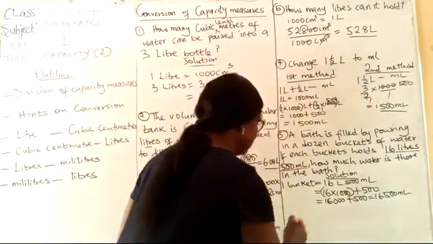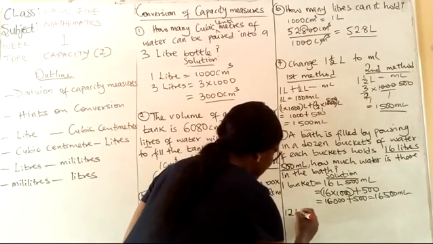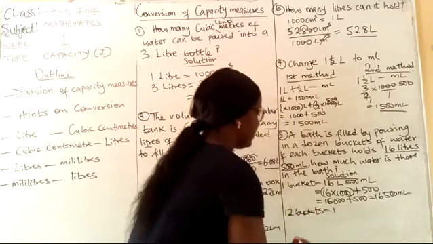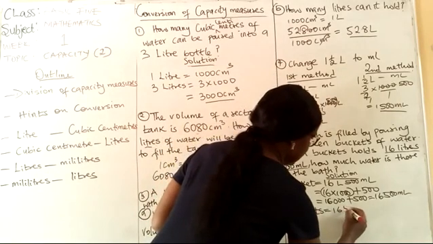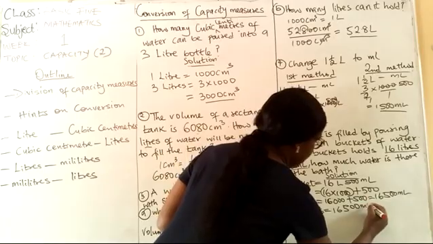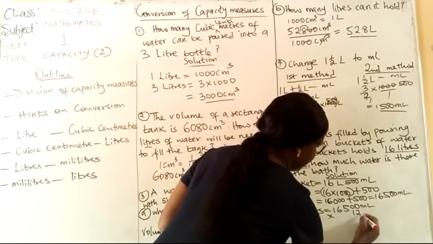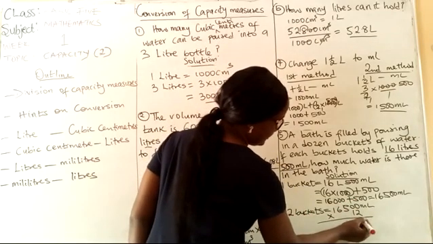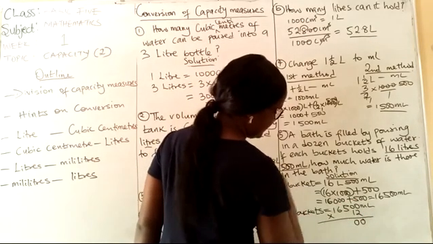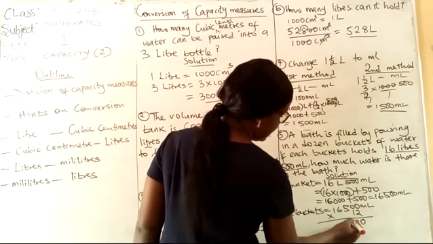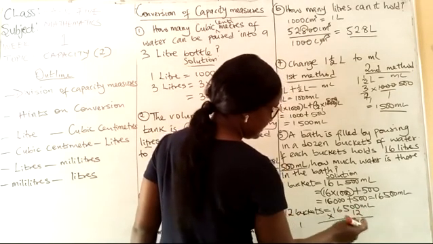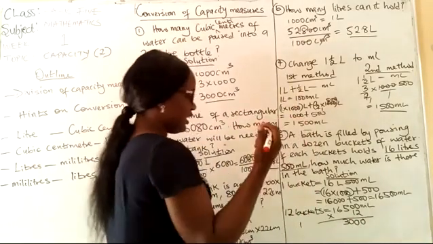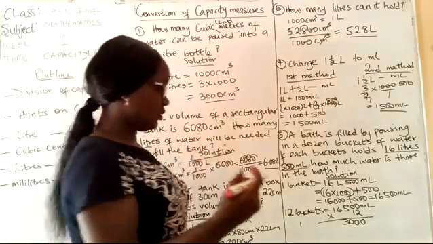So for 12 buckets, we have 16,500 ml times 12. Okay, so 2 times 0 will give you 0. 2 times 0 will give you 0. 2 times 5 will give us 10, 0 carry 1. 2 times 6 is 12 plus 1, 13. There's 3 carrying 1. Now 2 times 1 is 2 plus 1, 3, right?